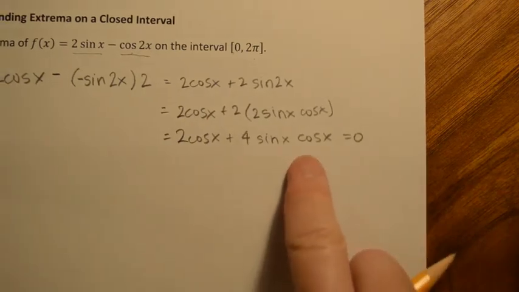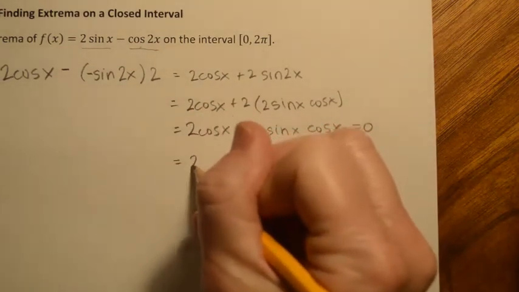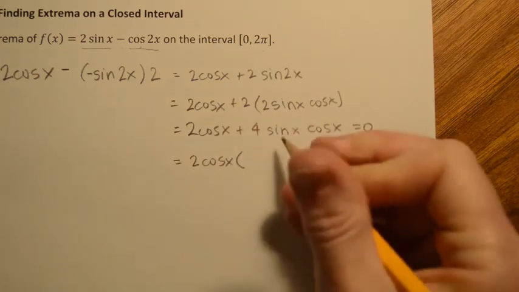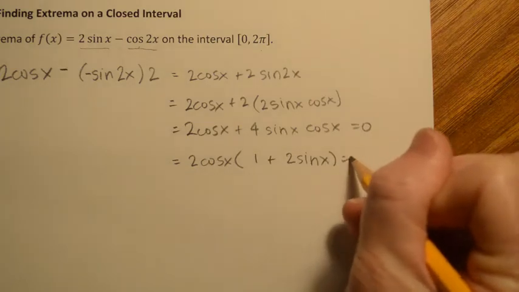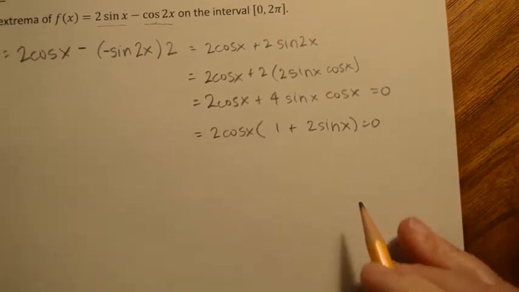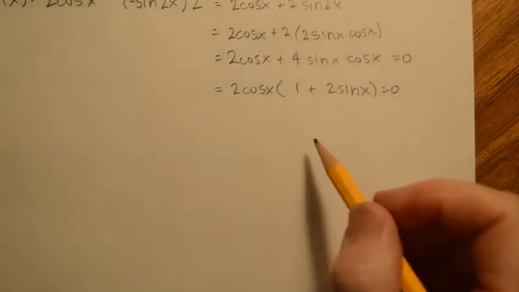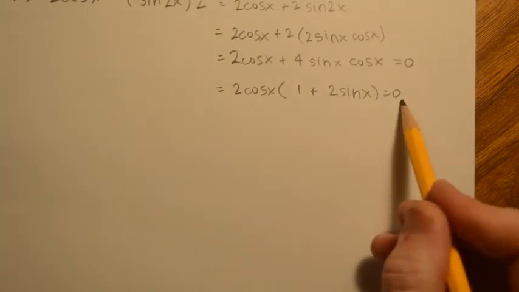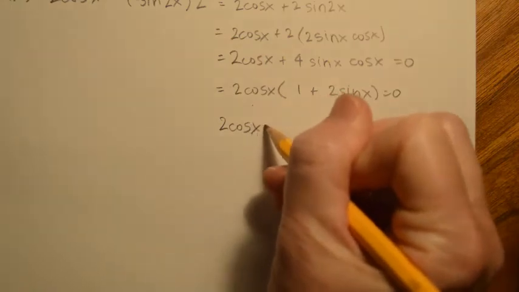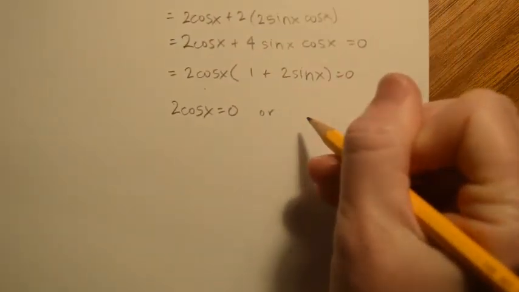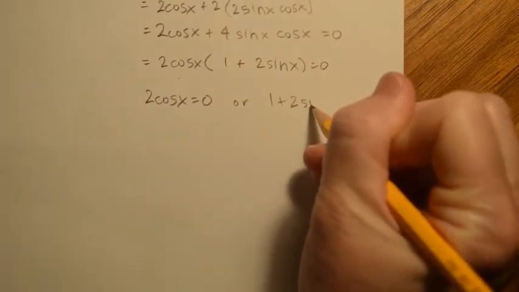I'm going to factor out a 2 cosine x. So I get 1 plus 2 sine x equals 0. This is going to bring back all of your favorite memories from trig. Okay, I have a product of two things equaling 0. One of them has to be 0, so either 2 cosine x equals 0, or 1 plus 2 sine x equals 0.